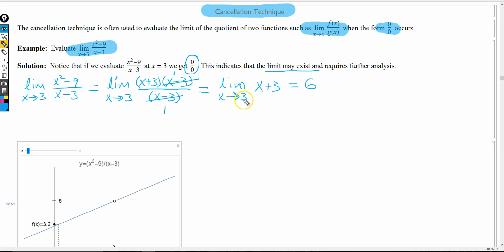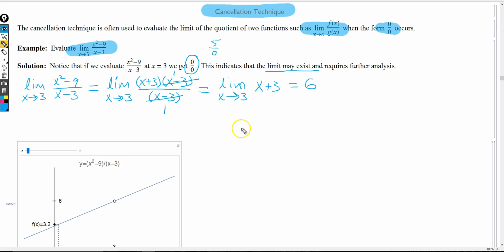You can just put the 3 in for the x. 3 plus 3 is 6. And that's your answer. So this limit, it turned out it did exist. And like I said, the 0 over 0 indicated that the limit may have existed. Now keep in mind that if we had put 3 in here and you ended up with something like 5 divided by 0, well, that would indicate that the limit does not exist. When you have a non-zero number in the numerator and 0 in the denominator, that would indicate right away the limit does not exist, and you could just write DNE.